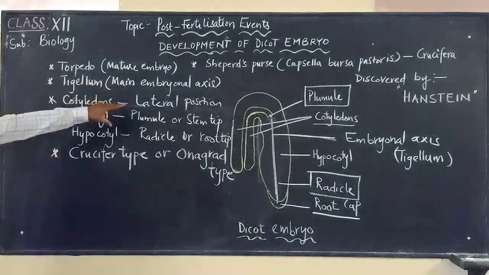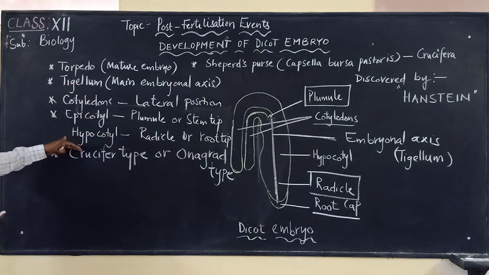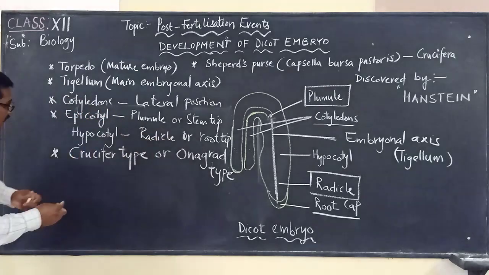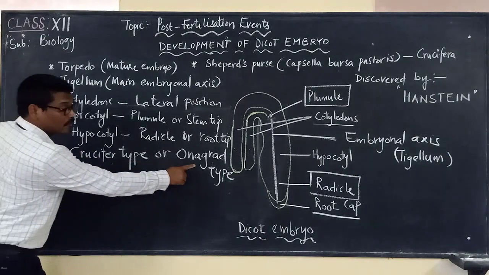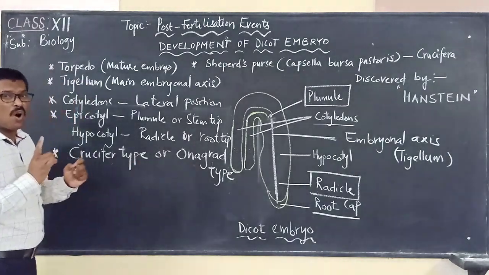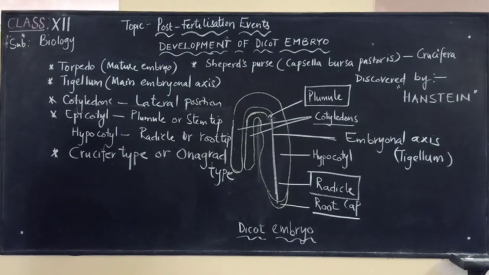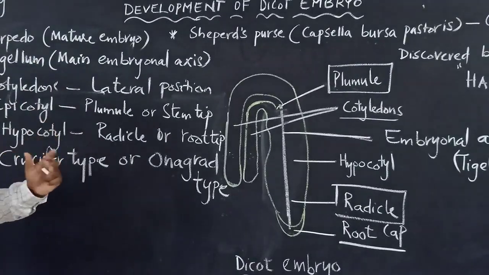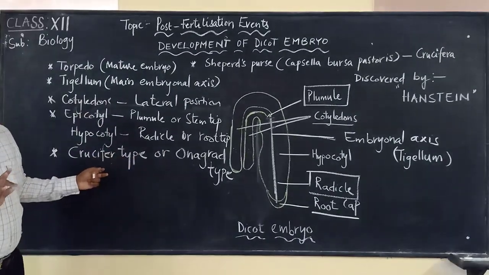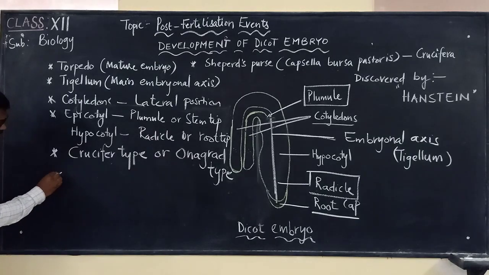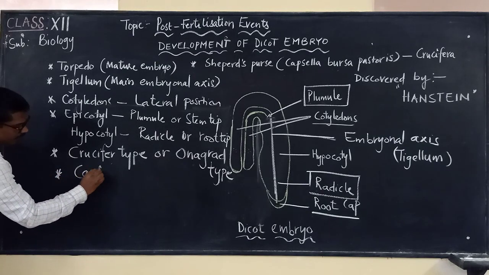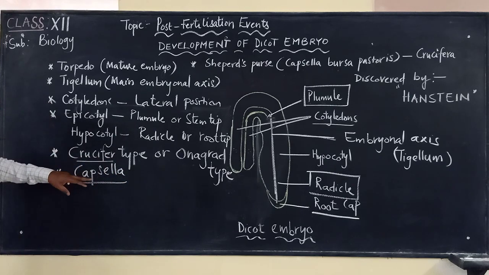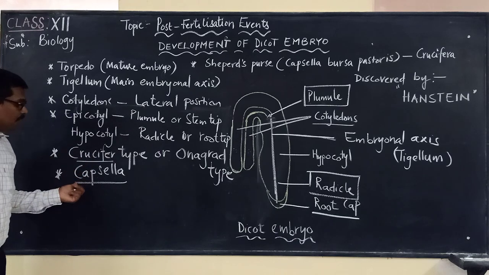Please remember this. When it is growing or developing, showing all these stages of formation of the embryo, we call it as what now? Crucifer type or onograd type. And this is very common in the crucifer family or in the dicots. It is a very common type of development of embryo. Please remember, in all the dicots, this is the common type of development that is shown, and this is very clearly shown in what? Capsella. Capsella will be showing crucifer type of development of embryo.